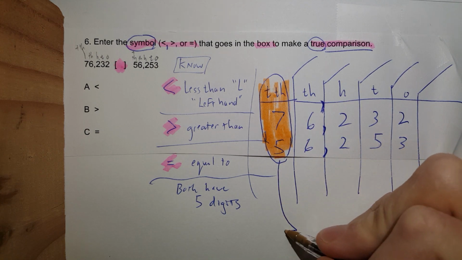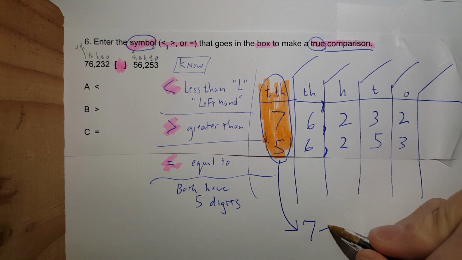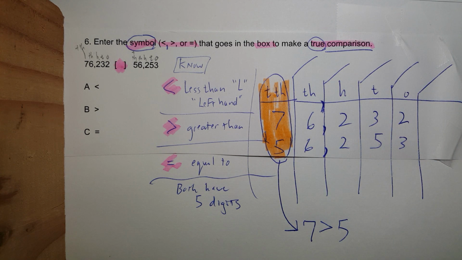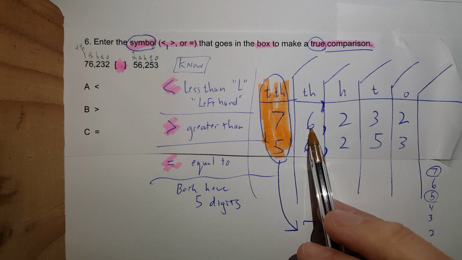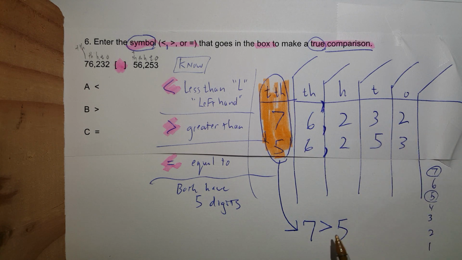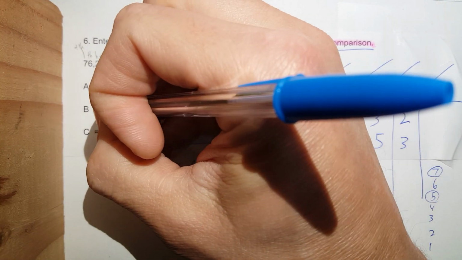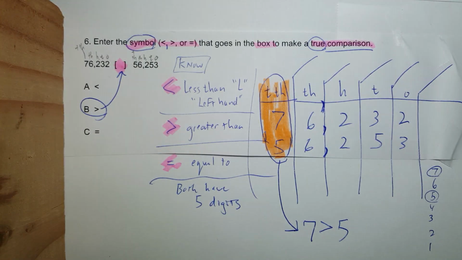Now, here's what I know. I know that 7 is greater than 5. All right? 1, 2, 3, 4, 5, 6, 7. See that? 7's greater than 5. I could do 7 dots, 7 markers, compare it to 5 dots, 5 markers, whatever. So therefore, if 7 is greater than 5, 76,232 is greater than 56,253. So I take the greater than sign and I put it in there.